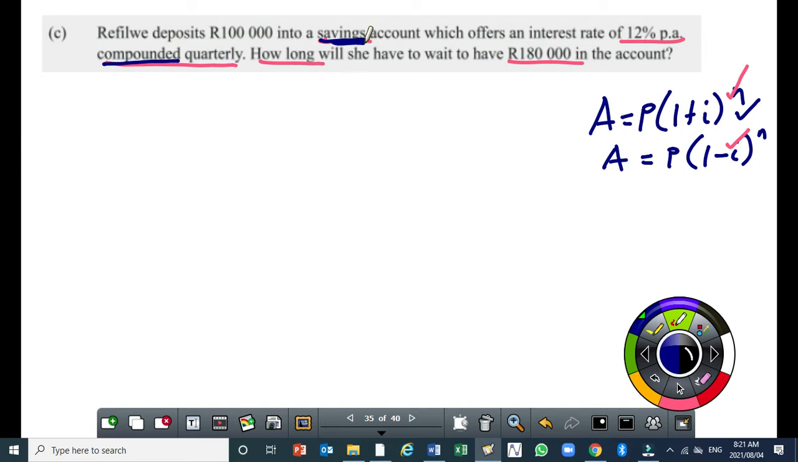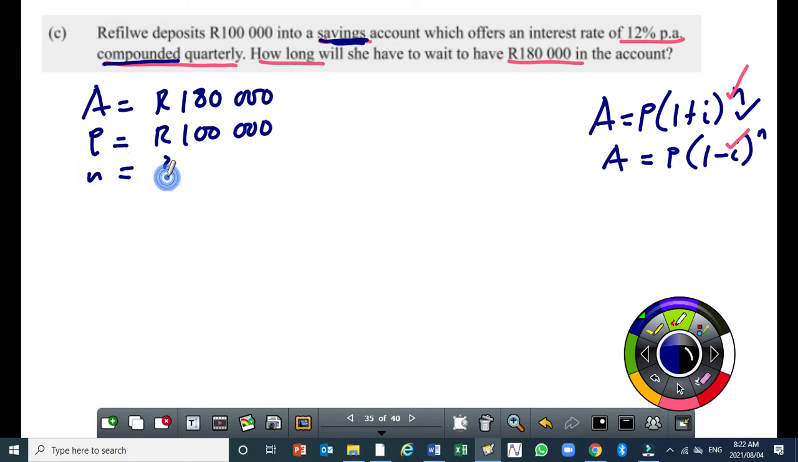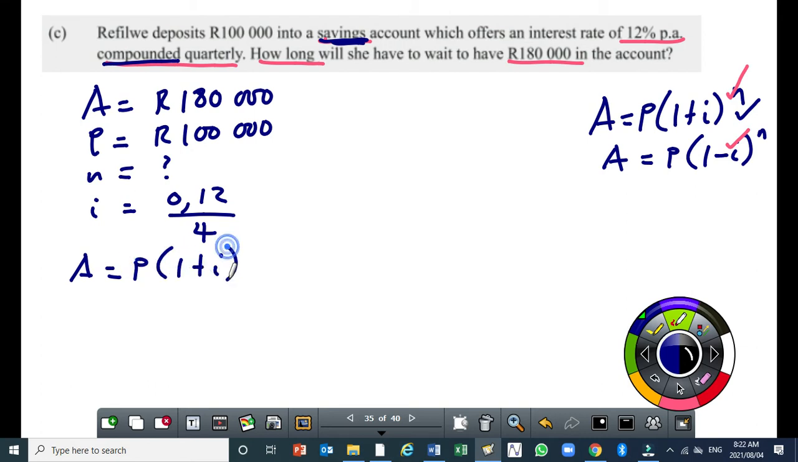First thing, we list what we are given. Our A is 180,000. Then P is the amount which was deposited, 100,000. And n we don't know. The interest rate is 12% per annum compounded quarterly, so i is 0.12 over 4. That's where you start. Then write the formula: A equal to P times 1 plus i raised to the power of n.